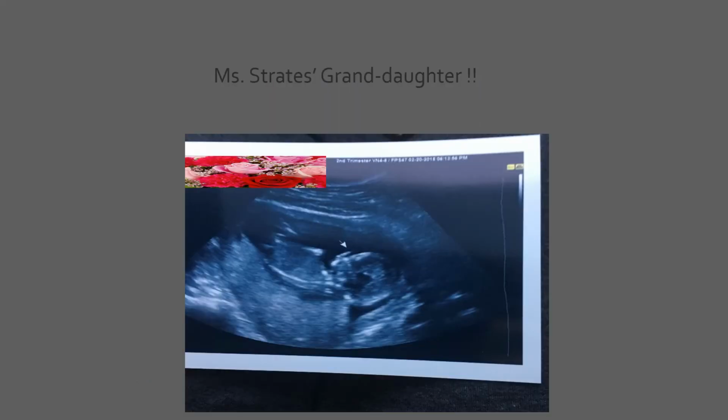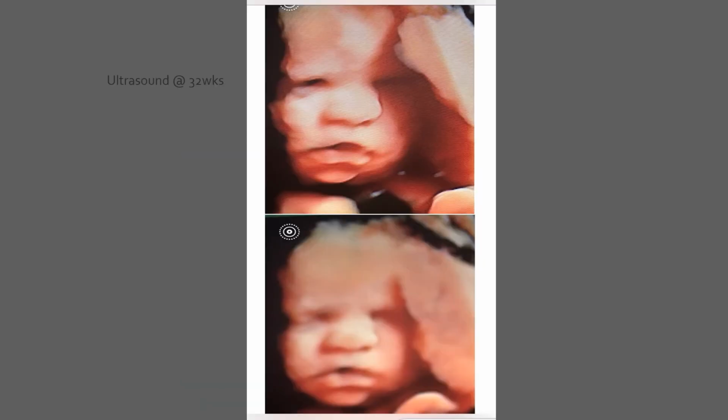This is my last grandbaby, and you can see with ultrasound, you can see the spinal column. I mean, I can make it out, and I'm not even a radiologist. Bone structure, and then of course ultrasound at 32 weeks, this day and time, is pretty amazing. You can make out the facial features. I thought that was just incredible.